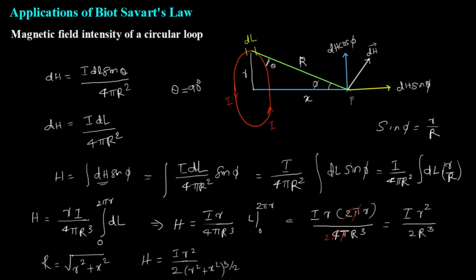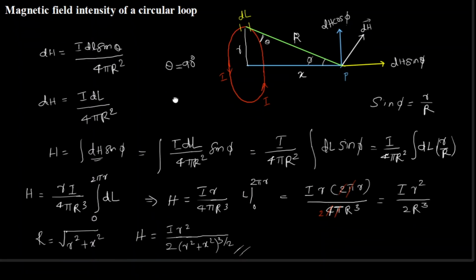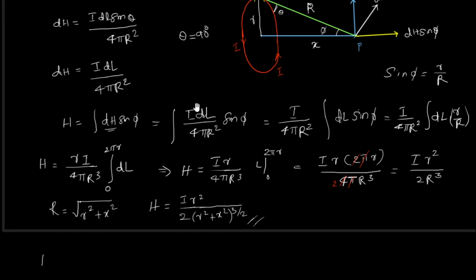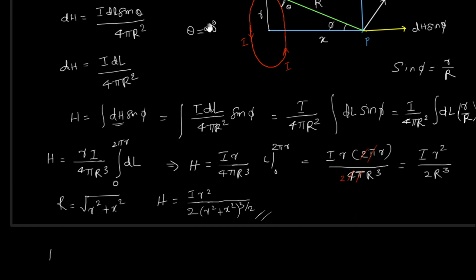Now once I have H, it is always nice to write the expression for B also, that is the magnetic flux density, because magnetic flux density is mu into H. It's very easy. So let me write the expression in terms of B also. I'll find some space here. Okay, now one more thing.